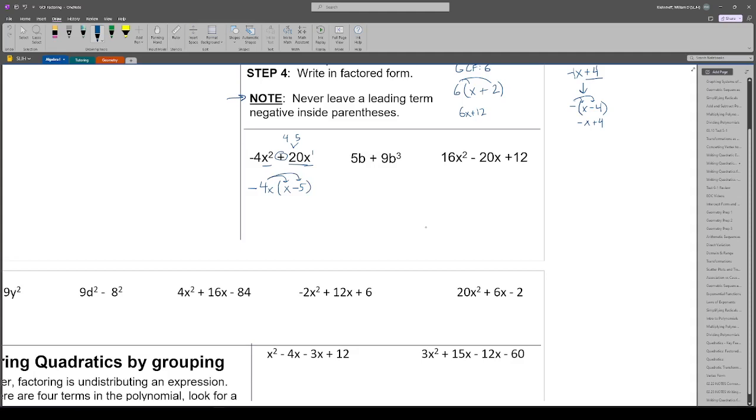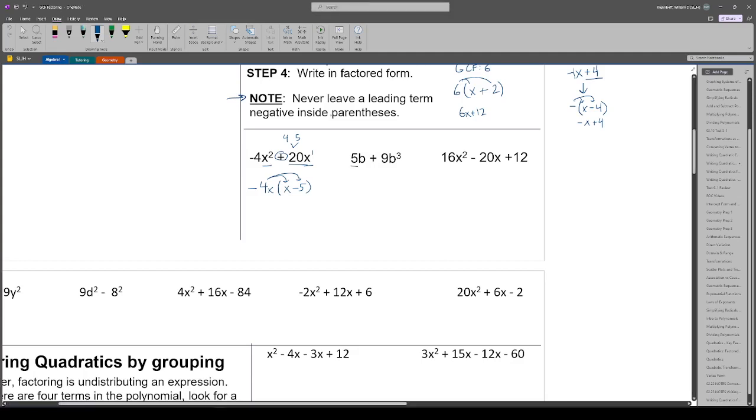So especially while you're new at this, always do that mental double check of making sure that you end up with the right thing if you multiply it back out. On the second one, our coefficients have nothing in common because 5 is a prime number and it doesn't divide into 9.